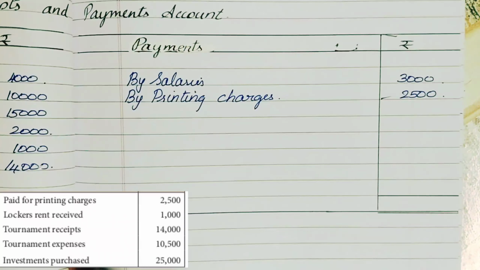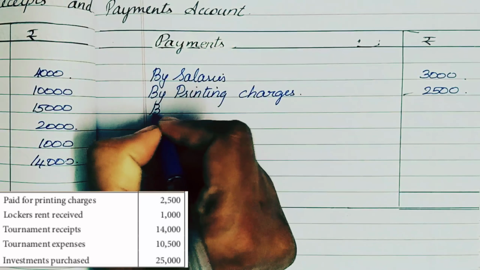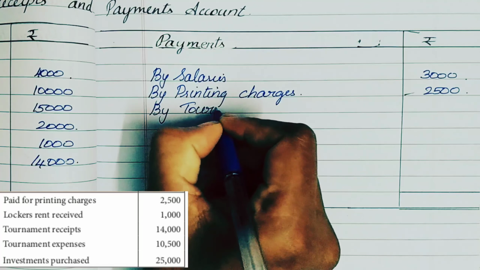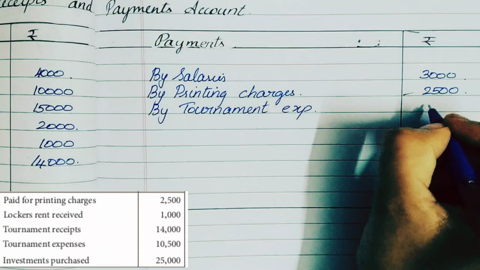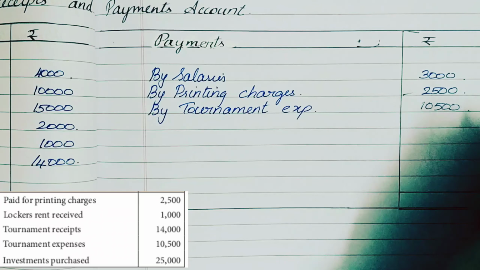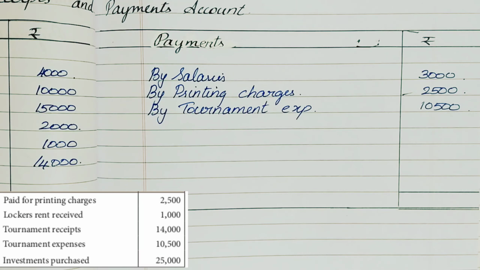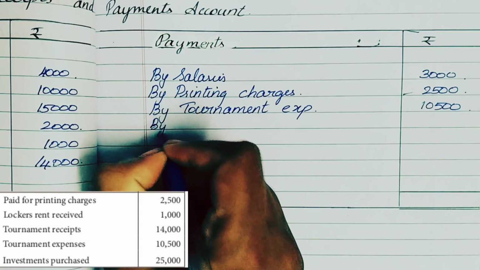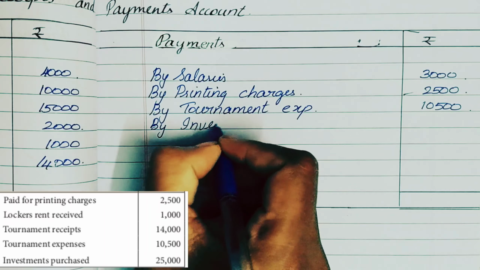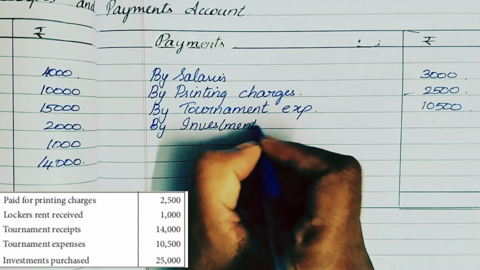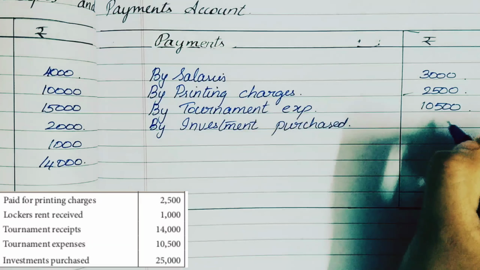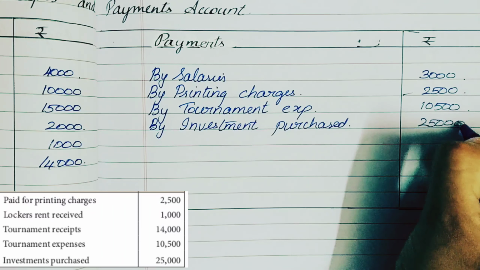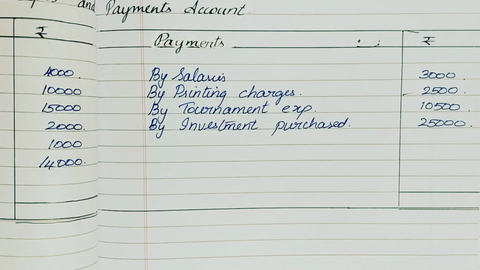Next, tournament expenses. It's an expense, a payment which has occurred, so by tournament expense. We are paying for this expense, so 10,500 on the payment side. Next, investment purchase. When you purchase something, you pay money for it, so it goes on the payment side, by investment purchased, that's 25,000.